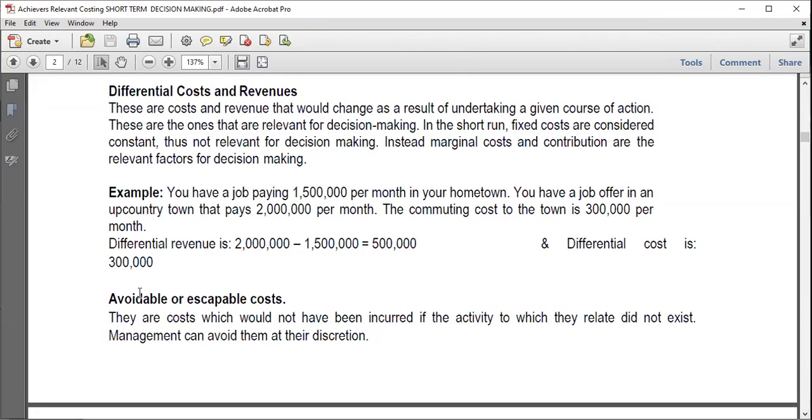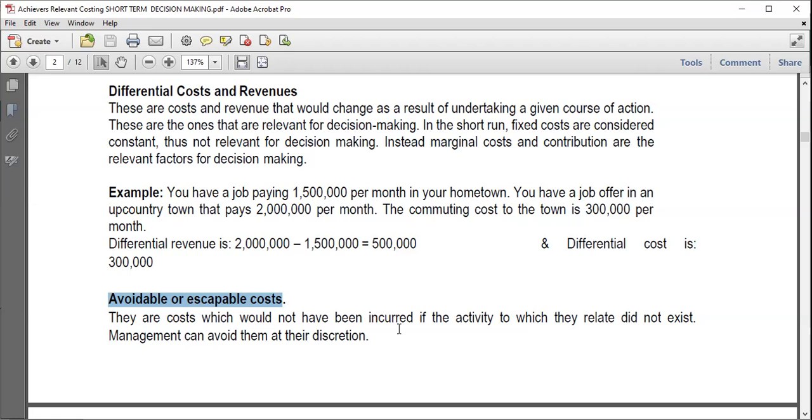Now, any information is also relevant if it is avoidable or escapable. By avoidable or escapable, we mean if we don't make that decision, then we shall not incur that cost. So it's important for you to think through and ask yourself that question: what if we don't make this decision? What happens to this cost?